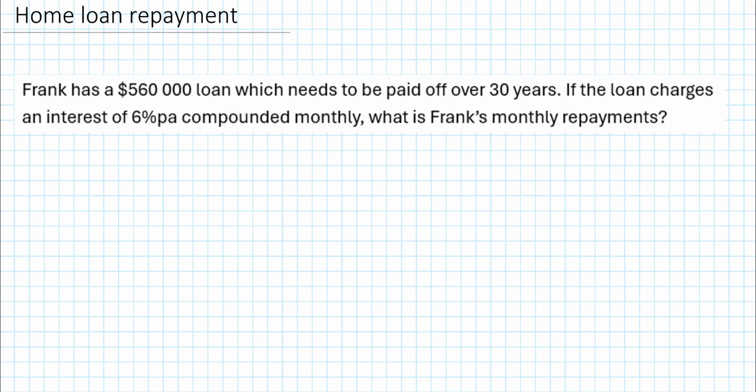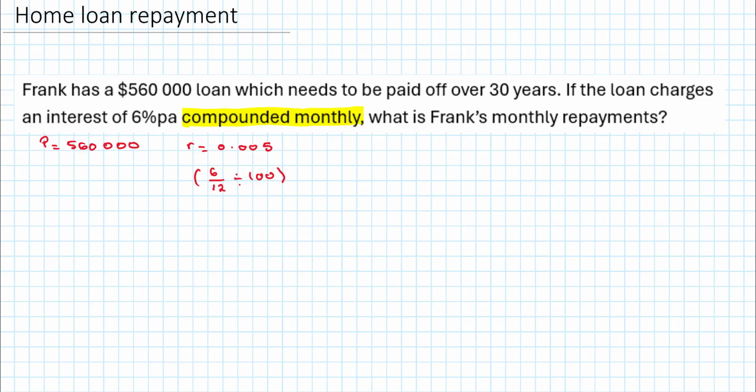We have our principal, our borrowing of $560,000. We have a rate of 0.06 per year, but because everything's compounded monthly, I need to convert that to a monthly rate, which ends up being 0.5%. So that would be 0.005. So essentially what we did was 6 divided by 12, and then we need to divide it by 100 because we need that answer as a decimal.